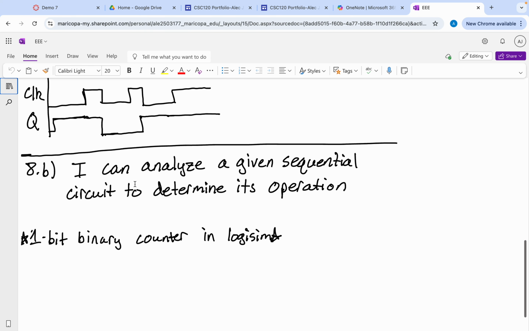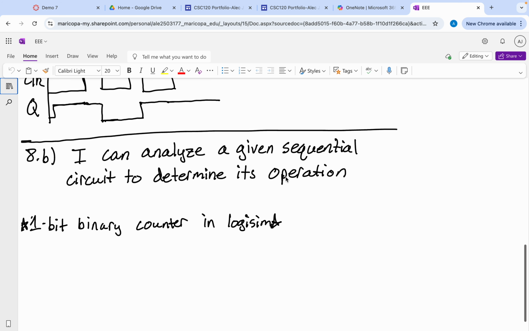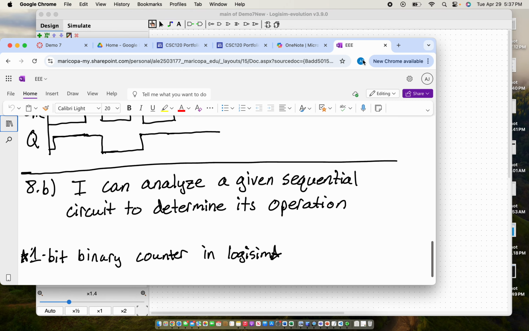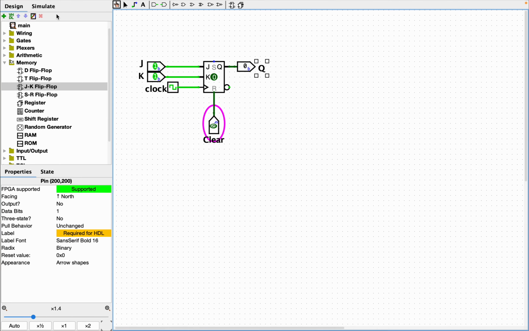For 8B, the competency is I can analyze a given sequential circuit to determine its operation. And so I have a circuit built in Logisim, and we'll go to that and analyze it. Just looking at the circuit, we see that we have a J and a K input, a JK flip-flop, a clock, a clear button, and an output of Q.